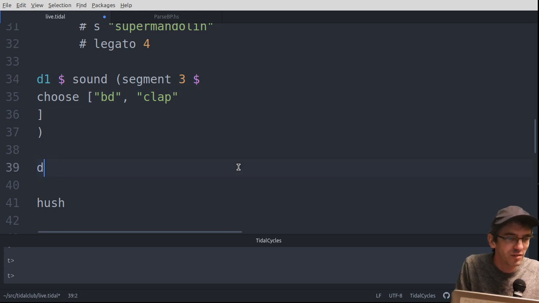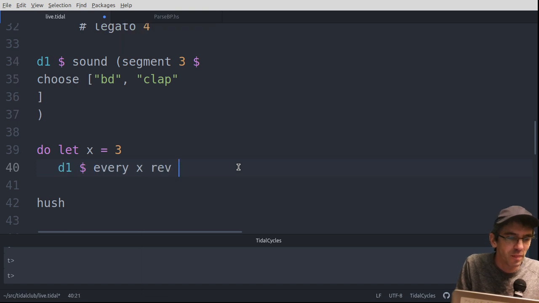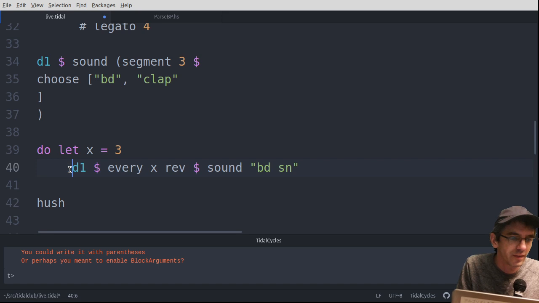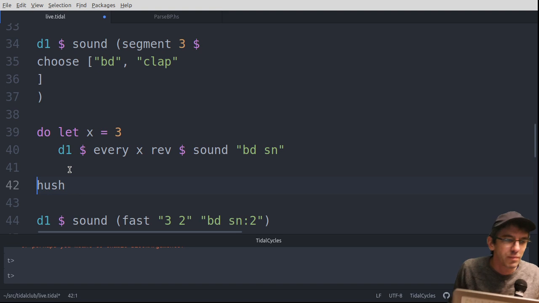Yeah, certainly when you do things, like if you do let x equals 3 and every x rev sound boolean, that has to be aligned. Yeah, so that has to line up with that. Yeah, if there's some indentation problem, it's normally if you just line things up in a fairly logical manner, then it starts working again.